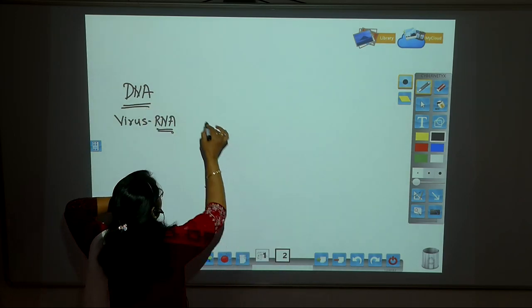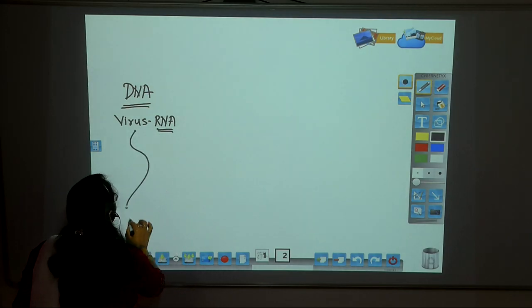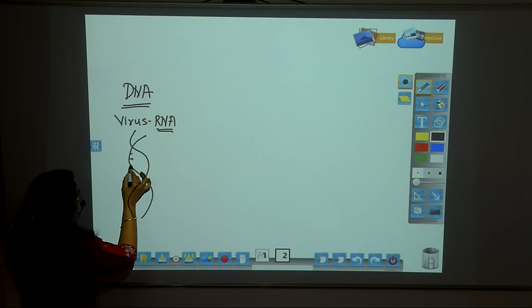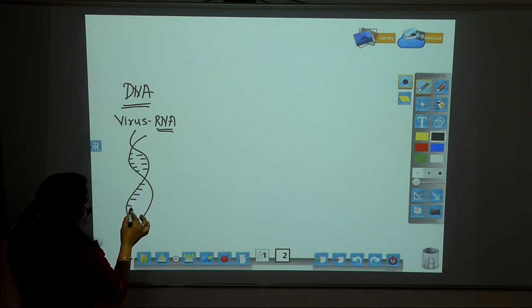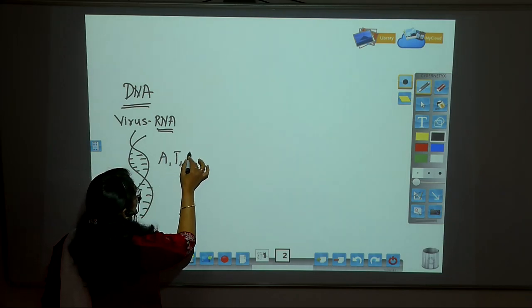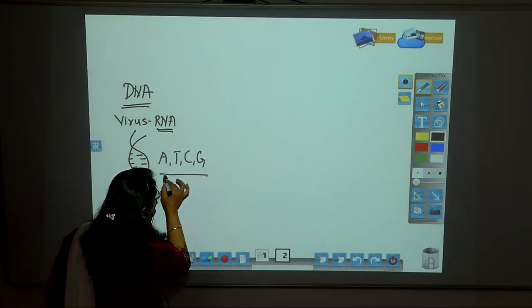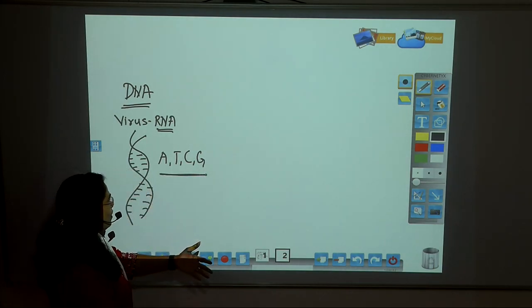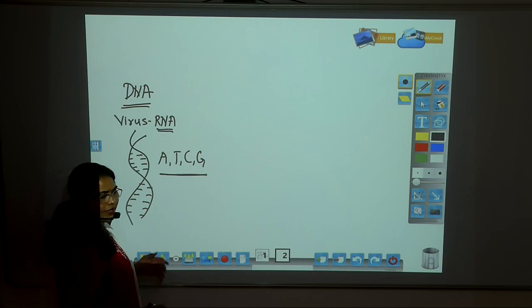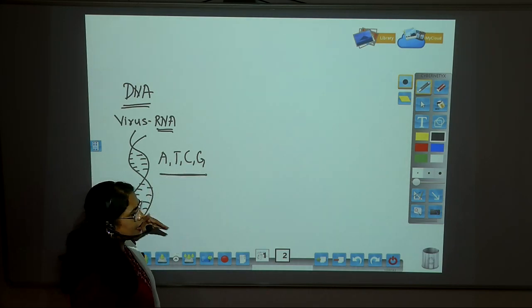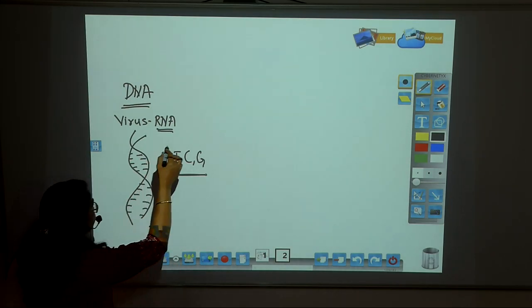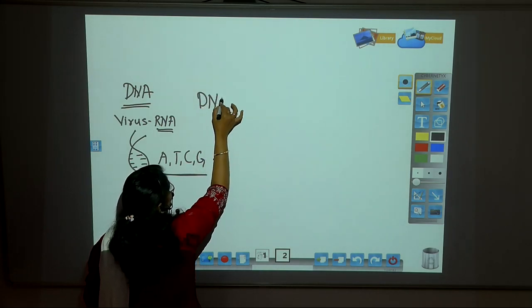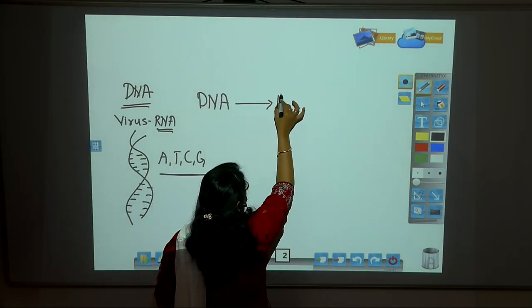Now this DNA is made up of a double-stranded structure. We know that there are nucleotides having base pairs. So whatever information it has to transfer is stored in this coded language, and these are the nucleotides which are arranged in different manners to store all the genetic information. This DNA is transcribed into RNA.